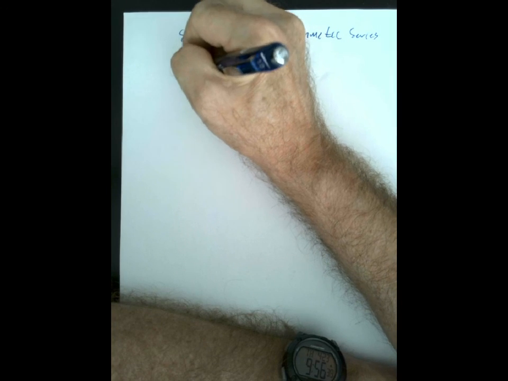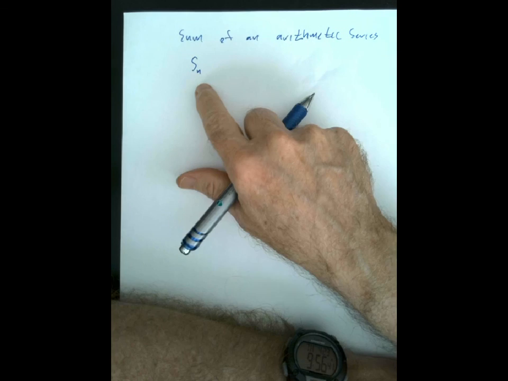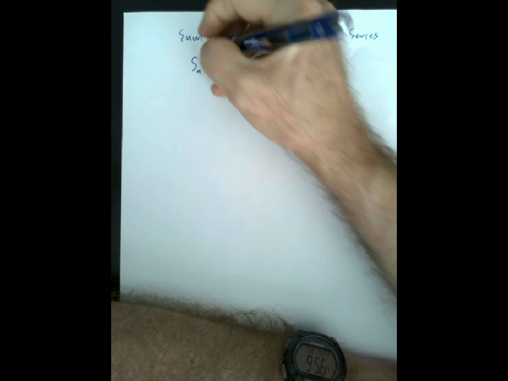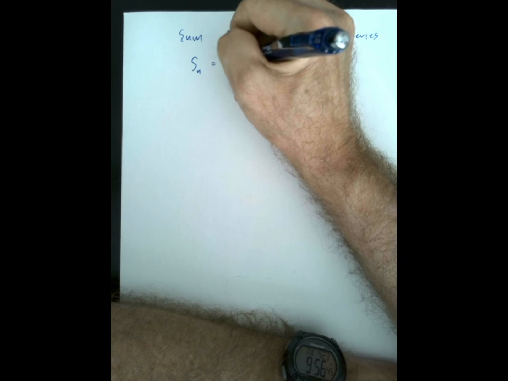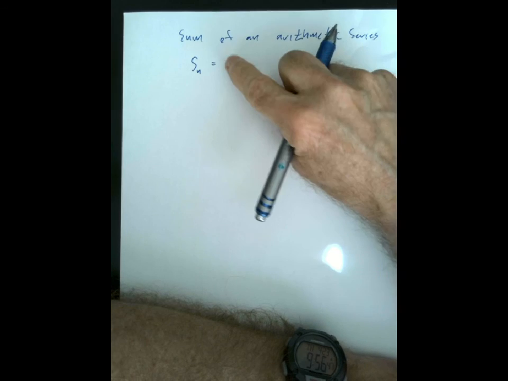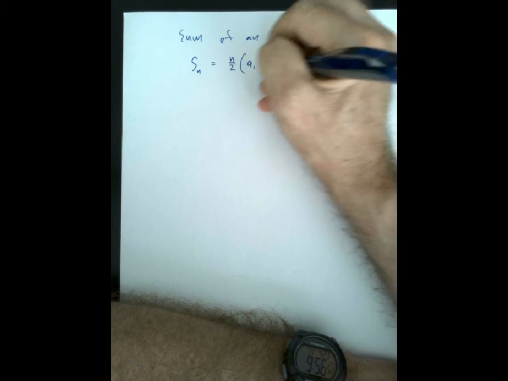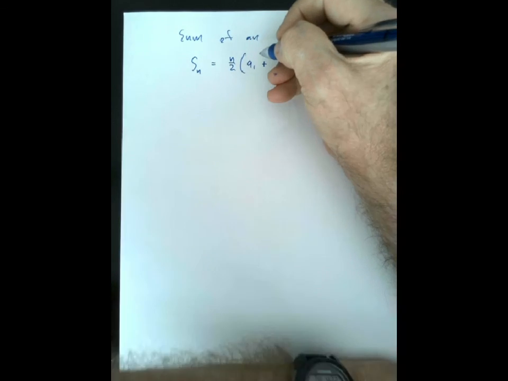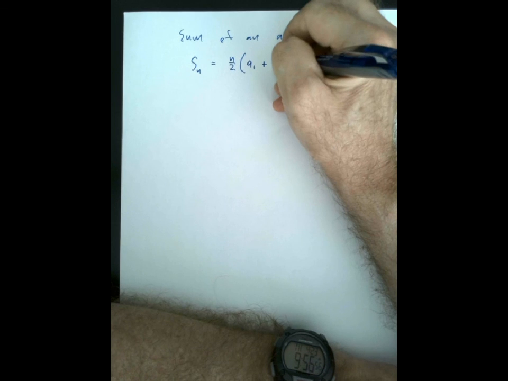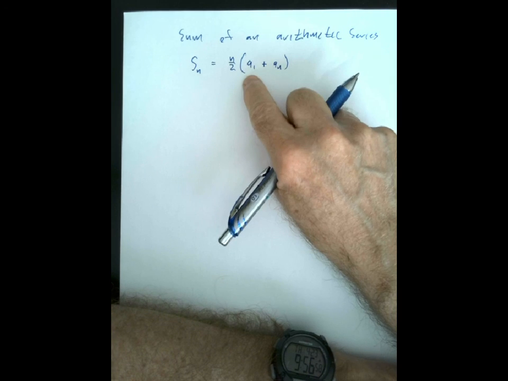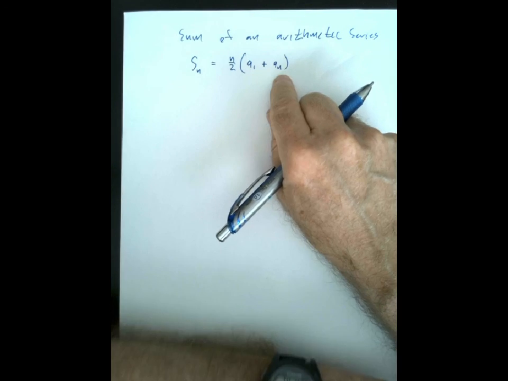S sub n is the sum of the first n terms, and that's going to be equal to n divided by 2, n being the number of terms that you're adding up, times a sub 1 plus a sub n. That's the first term in this series, and that's the last term in this series.